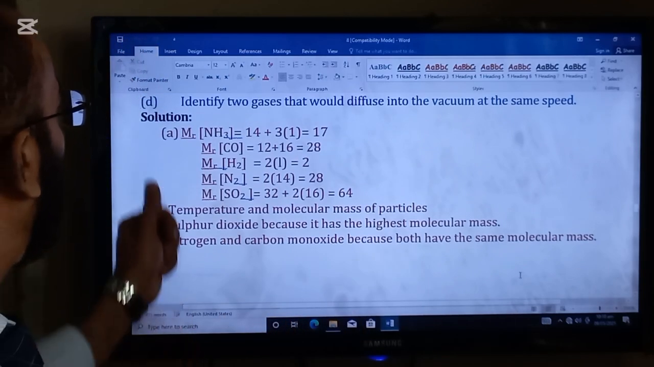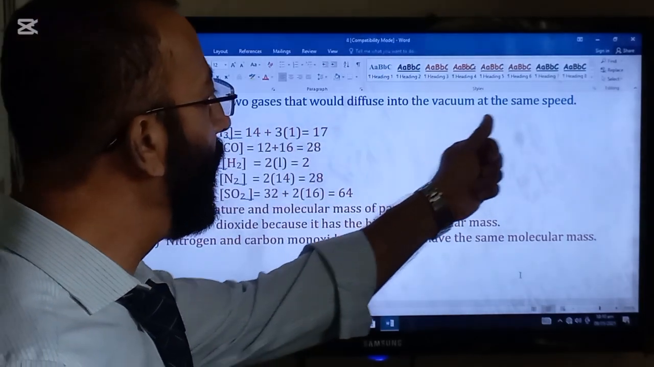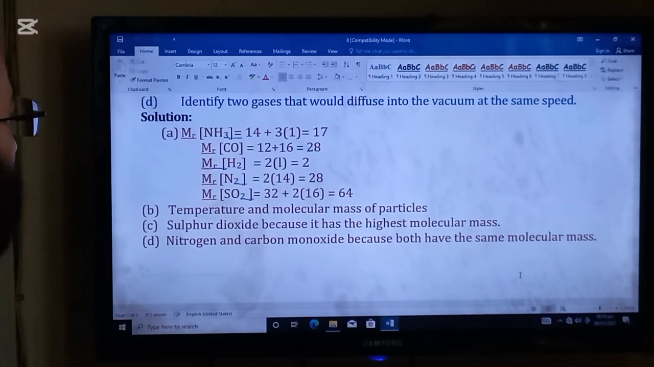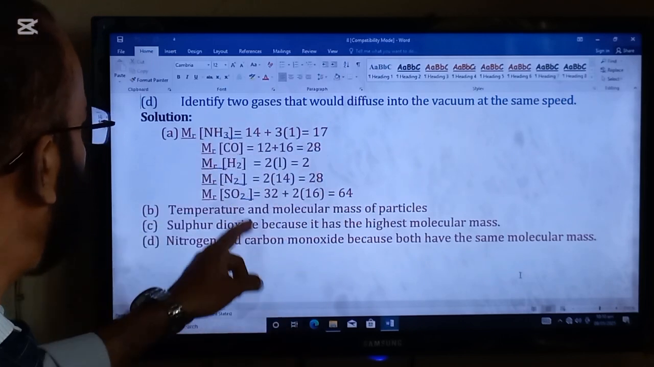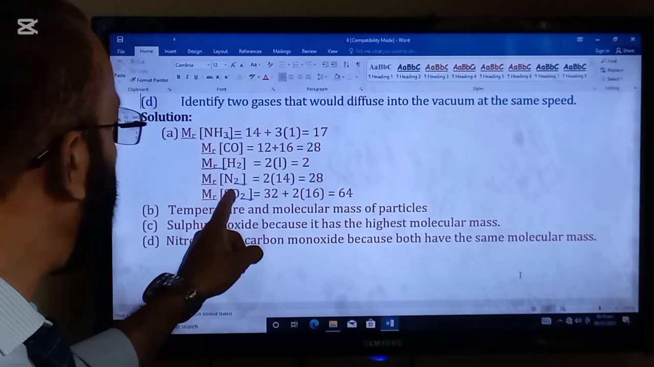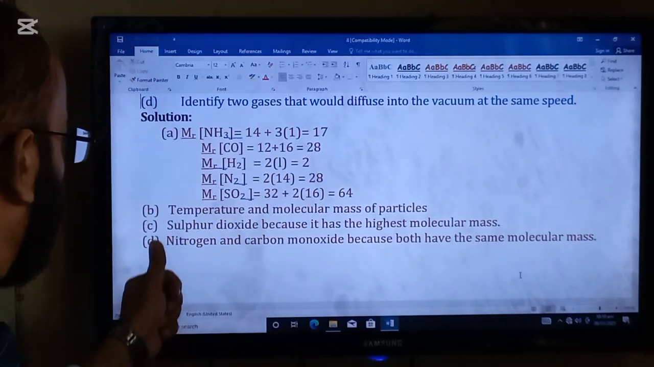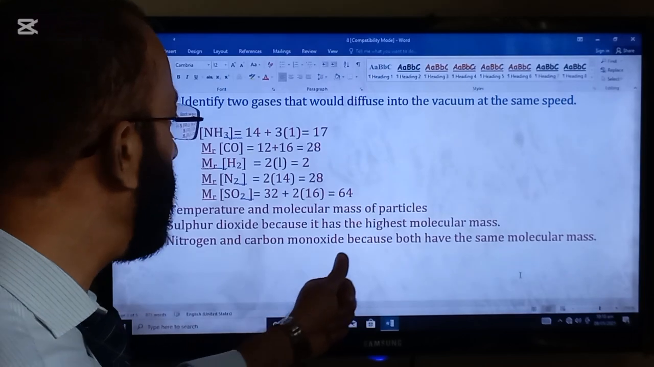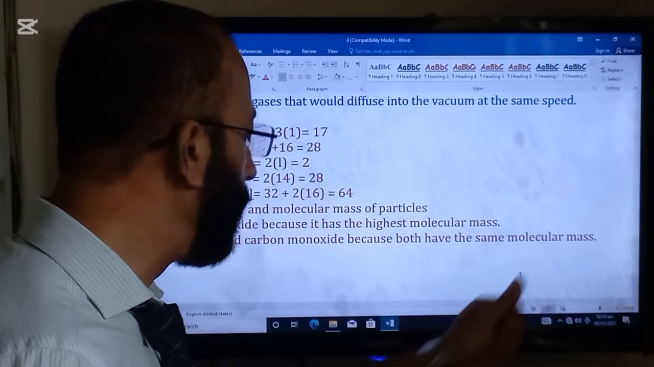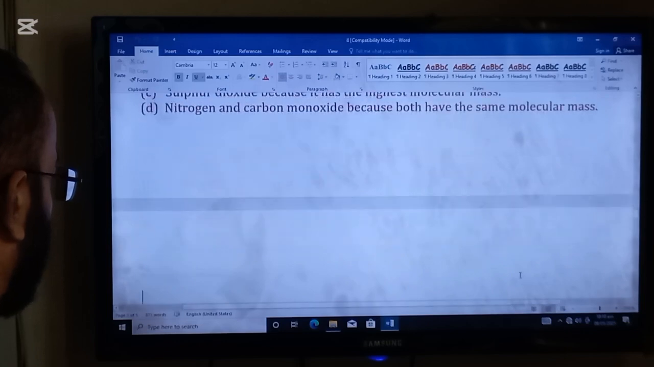And D part is identify two gases that would diffuse into the vacuum at the same speed. So from here we can see the molecular mass of carbon monoxide and nitrogen gas is the same, that is 28. So nitrogen and carbon monoxide, because both have the same molecular mass, so that's why they will diffuse at the same rate.